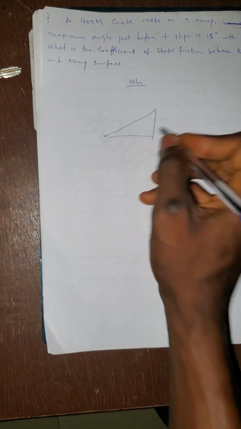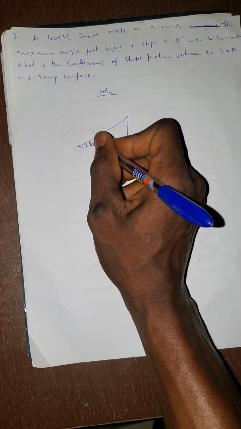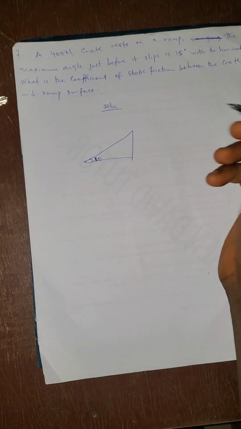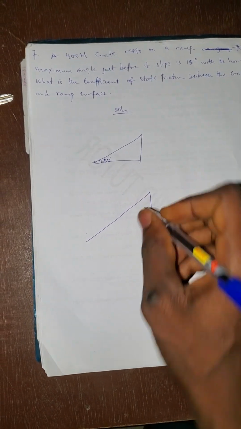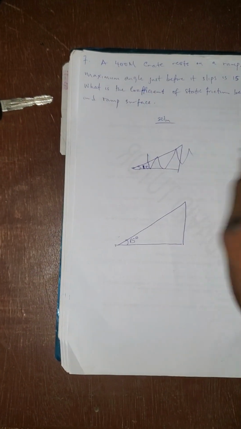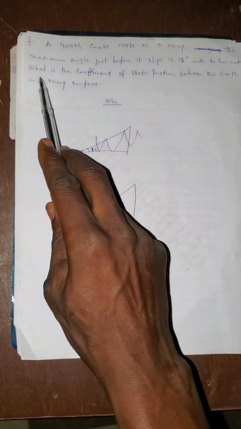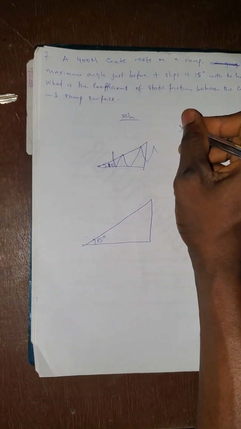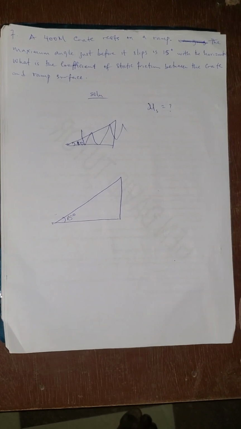Now, when you have this, they said it has an angle, and the angle is 15 degrees. Let me restructure this. You have this. The angle here is 15 degrees. Now they said the maximum angle of 15 degrees with the horizontal. Now they said, what is the coefficient of the static friction? We are asked to find the coefficient of the static friction between the crate and the ramp.